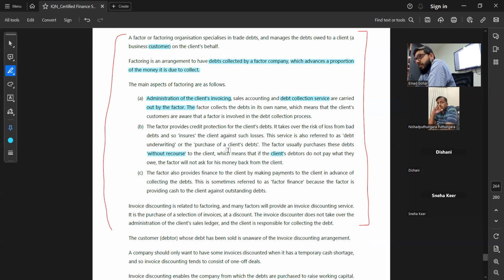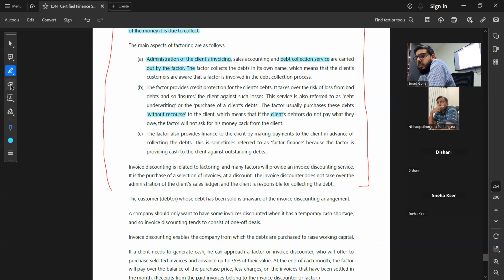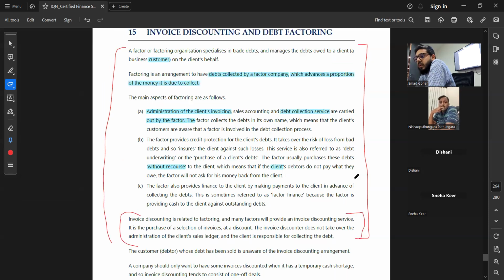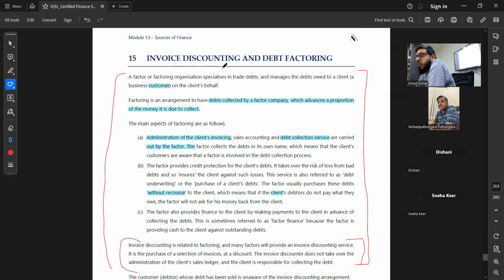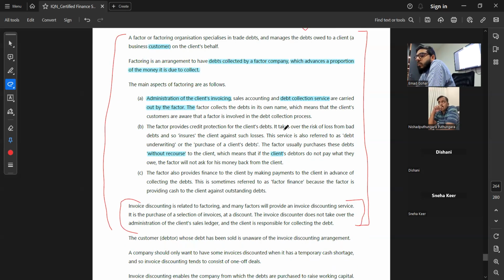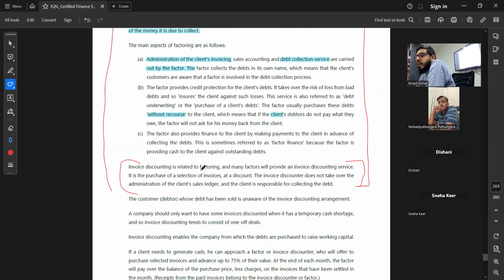Okay. However, if you see below this sentence, because this is a difference, there is something called invoice discounting. See on the top, the heading, invoice discounting and debt factoring. There are two concepts. There is a slight difference. Debt factoring I just discussed with you. Now, what is invoice discounting? It is like factoring.